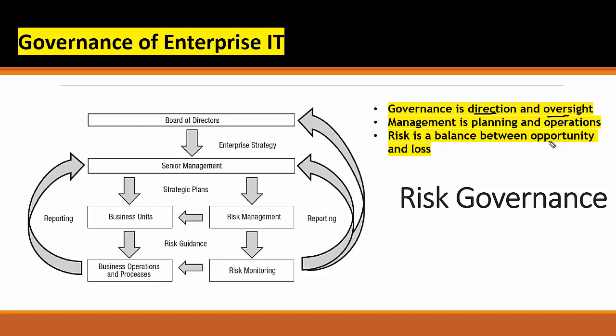So governance is all about setting a direction. Governance is all about setting a strategy, oversight, and building an organization structure. And management is all about planning and operations. The thin line of difference between governance and management is that governance evaluates the need and sets the direction, and management will plan, build, run, monitor, and share the output with the senior management.